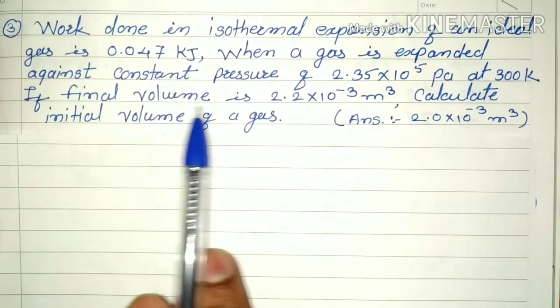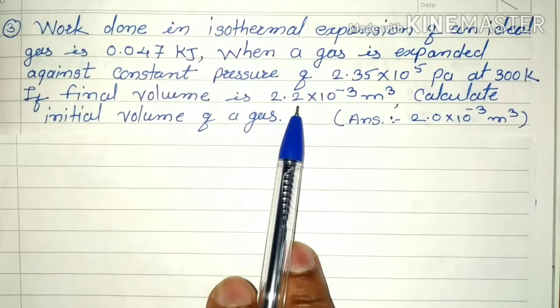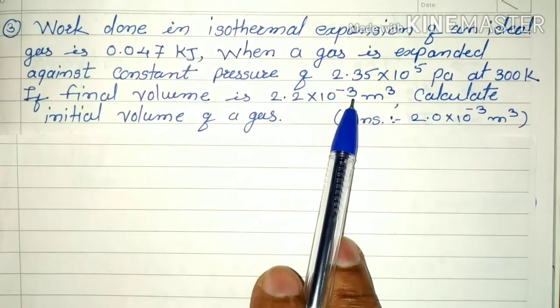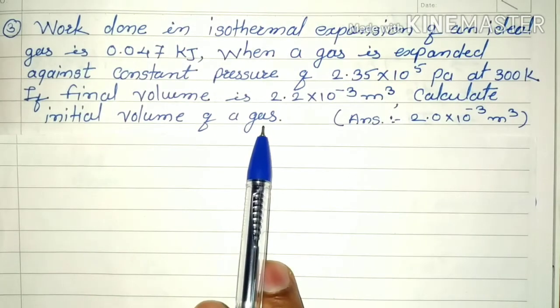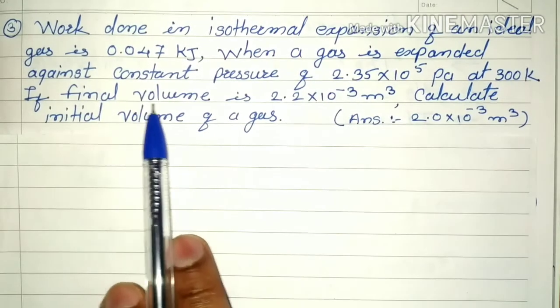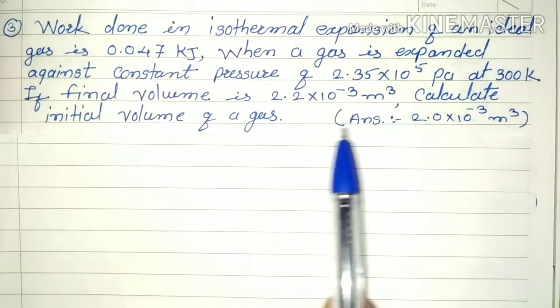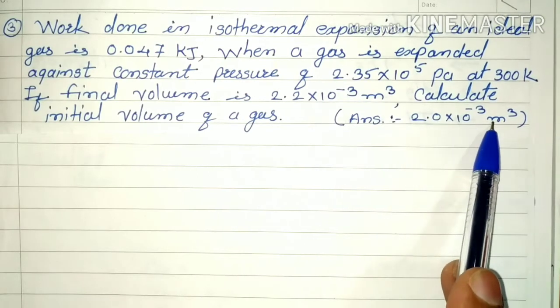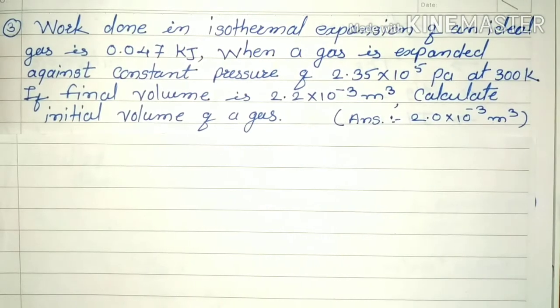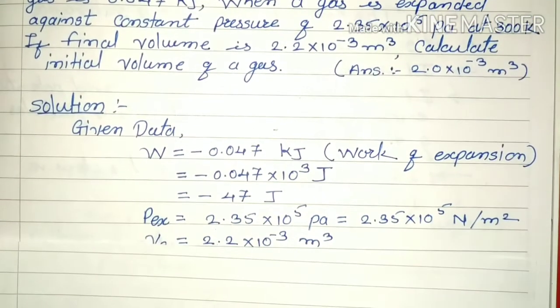If the final volume, means V2, is 2.2 into 10 raised to minus 3 meter cube, calculate the initial volume of gas. So you have to calculate V1, and V2 is given here, 2.2 into 10 raised to minus 3 meter cube, and our answer is 2.0 into 10 raised to minus 3 meter cube. Okay, so given data is here. So this is our given data.